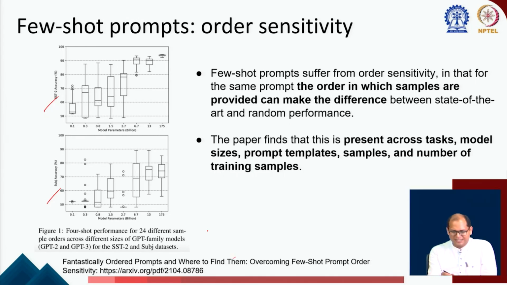Interestingly, they found there is a huge difference in accuracy across these 24 different variations, and they conclude that models suffer from order sensitivity. For the same prompt, the order in which the samples are provided can make the difference. Some particular order may give you state of the art, some may give you just random performance. They found this across tasks, model sizes, and prompt templates. This was very interesting, that even the order in which you put the examples matters.